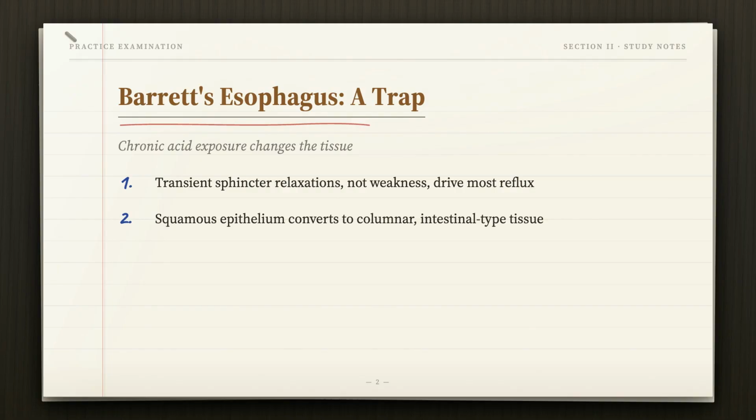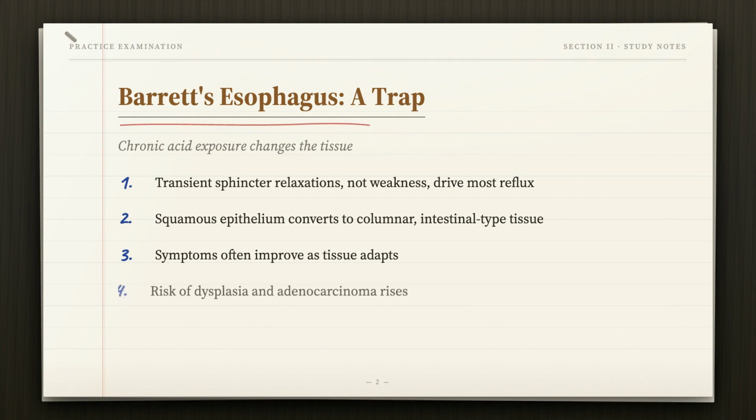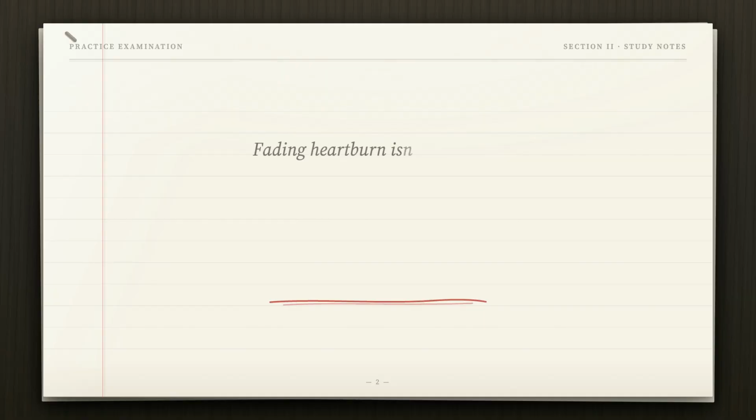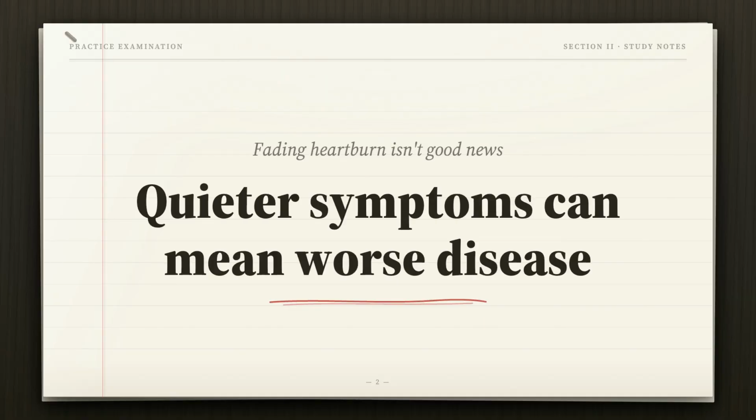Chronic exposure eventually converts esophageal lining into columnar, intestinal-type tissue called Barrett's esophagus, which paradoxically tolerates acid better, even as cancer risk climbs. When long-standing heartburn quietly fades, it may signal tissue transformation rather than healing, which is why surveillance endoscopy, not reassurance, is the right response, and why treatment with acid suppression controls injury without fixing the underlying mechanical failure.